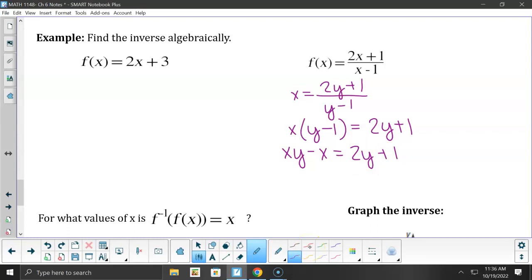Now I'm going to move everything with a y to one side and everything without a y to the other side. So I'm going to move the 1. And I'm going to move this y.